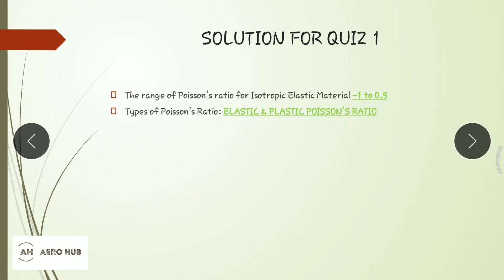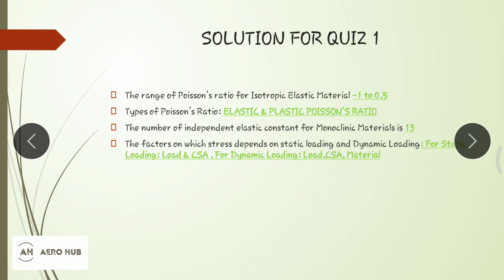Types of Poisson's ratio: we have elastic Poisson ratio and plastic Poisson ratio. Number of independent elastic constants for monoclinic material is 13. What is this monoclinic material? These are materials having symmetry about one axis.